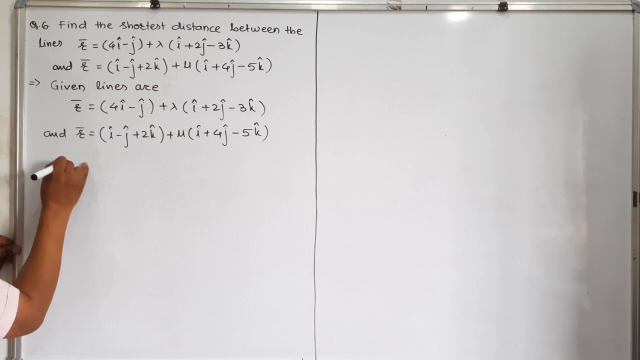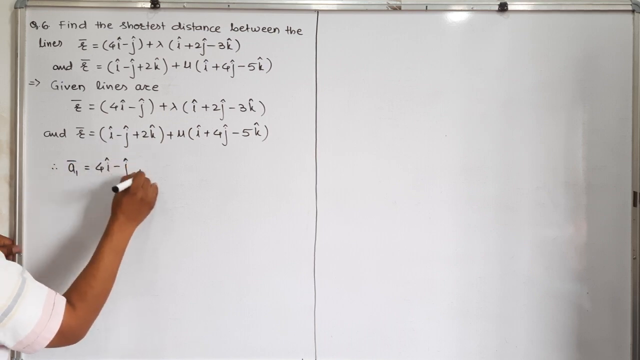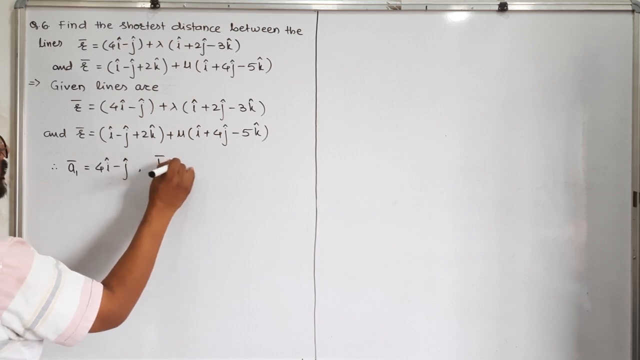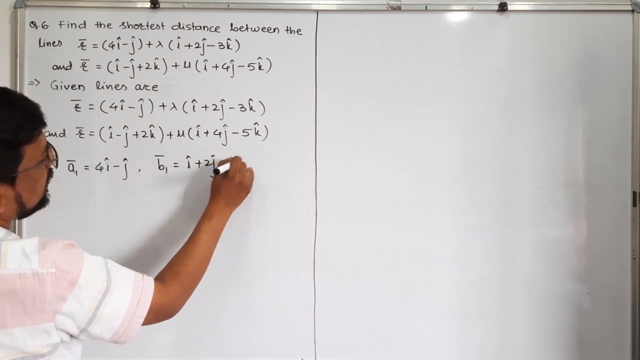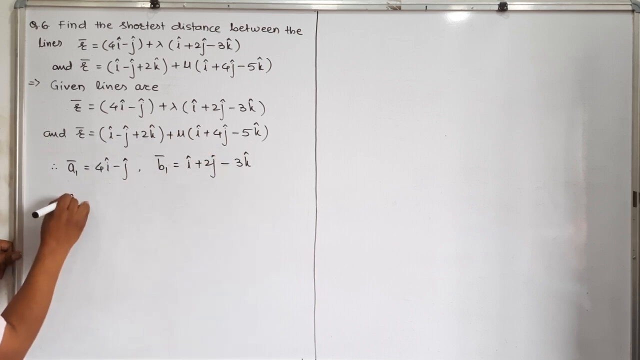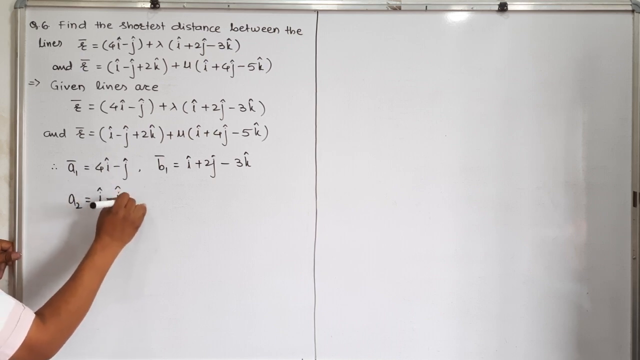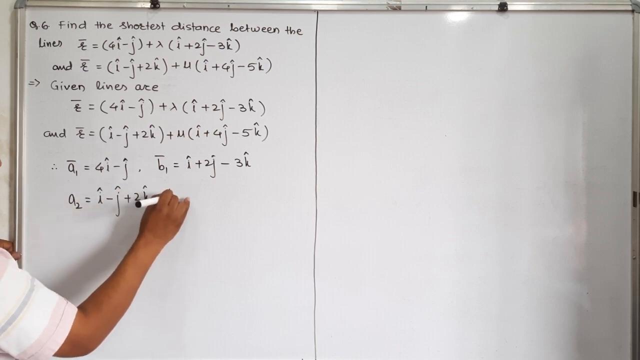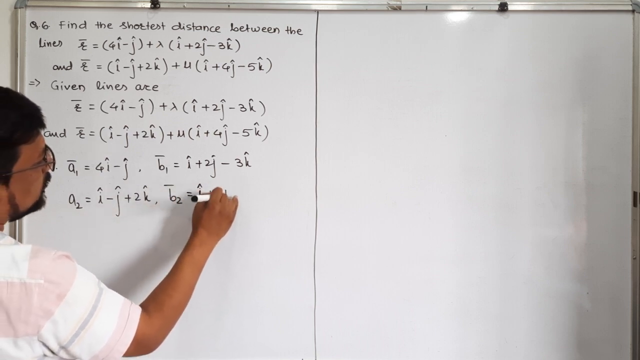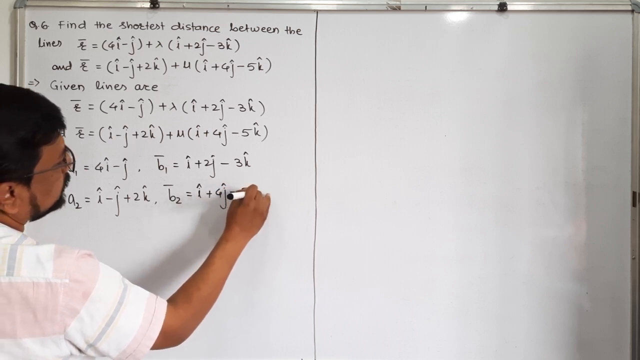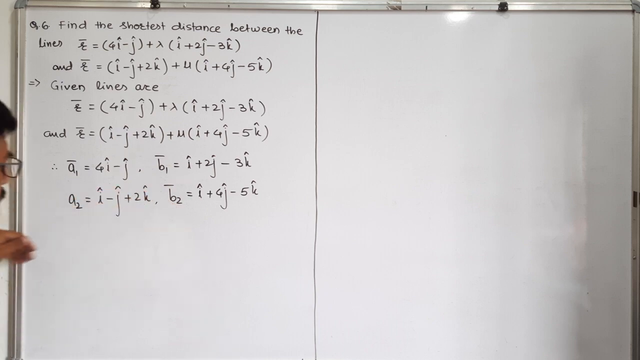Therefore, a1 vector is 4i cap minus j cap, b1 vector is i cap plus 2j cap minus 3k cap, a2 vector is i cap minus j cap plus 2k cap, and b2 vector is i cap plus 4j cap minus 5k cap. Now first of all find out b1 cross b2.